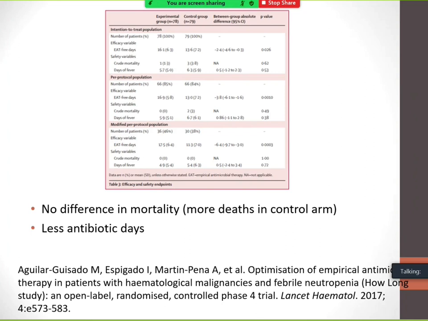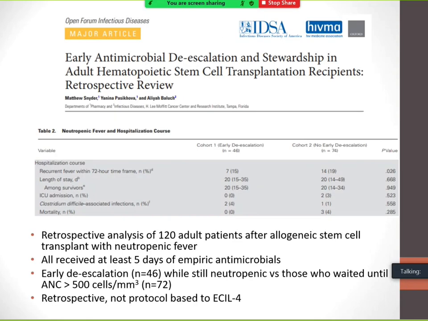Overall, they grouped a few things together in serious adverse events to achieve that statistical significance. If you just look at mortality, there was no difference in mortality, and there was a slight trend towards more mortality in the control arm, so more antibiotics until neutropenia resolves. Overall less antibiotic dose. So that's from Lancet Hematology in 2017. And I'll send you all this PowerPoint so you don't have to worry about all the citations.